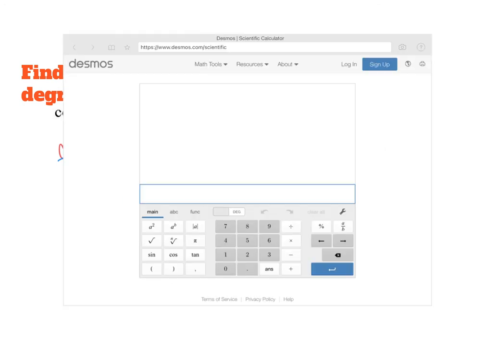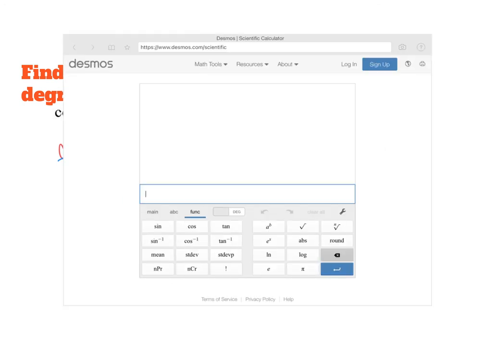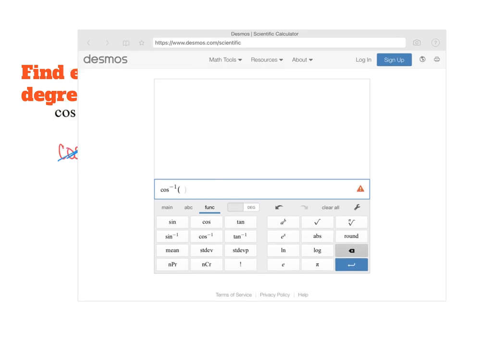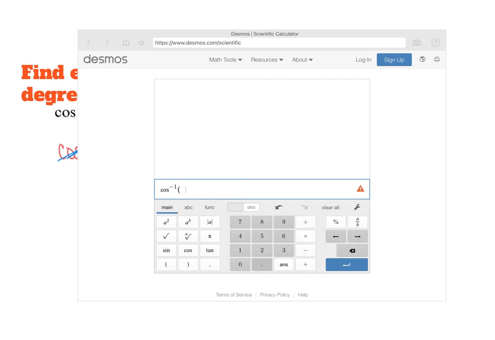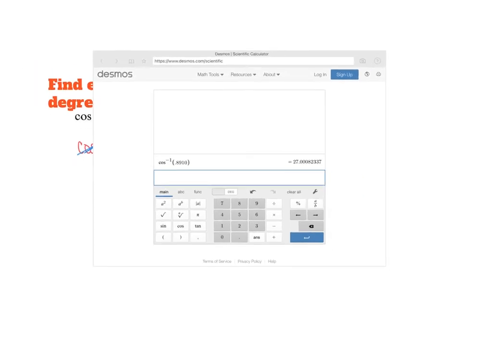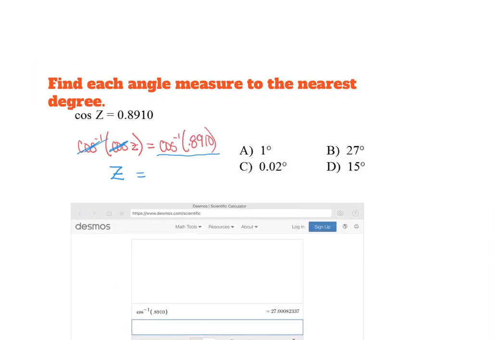When I pull up my scientific calculator, inverse cosine of my decimal, .8910, and then rounding to the nearest degree, I get 27.00 and then a large decimal, so rounded to the nearest degree would be 27 degrees. So my correct answer would be B.